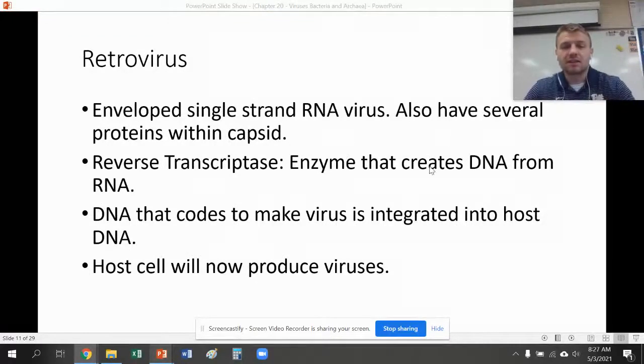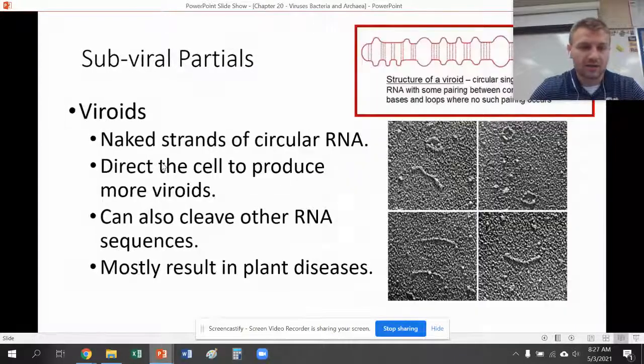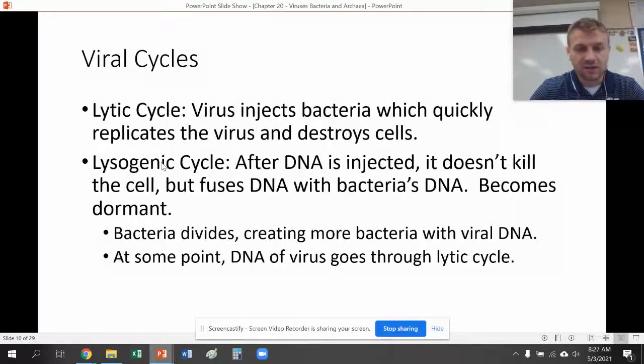Retroviruses. So this is incorporated in the AP exam. So this is really important that you understand. This is the same thing that we just talked about with the lytic versus the lysogenic cycle back here.